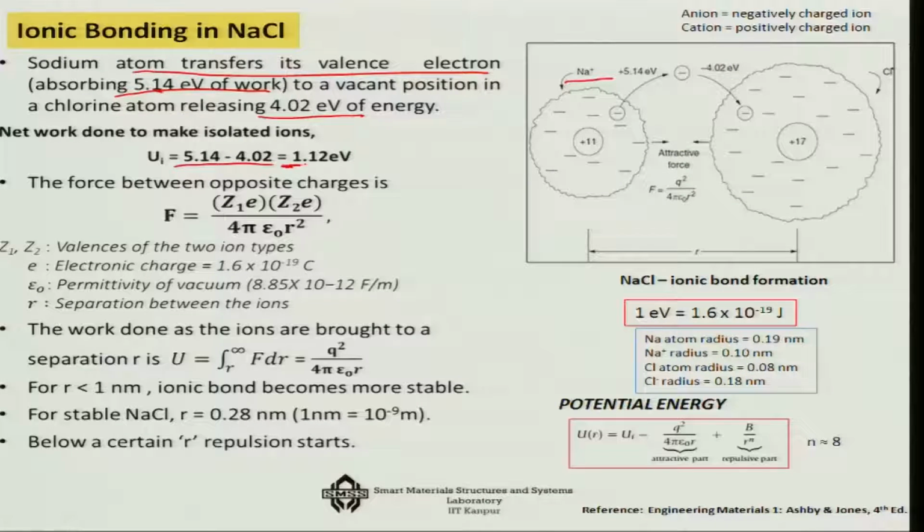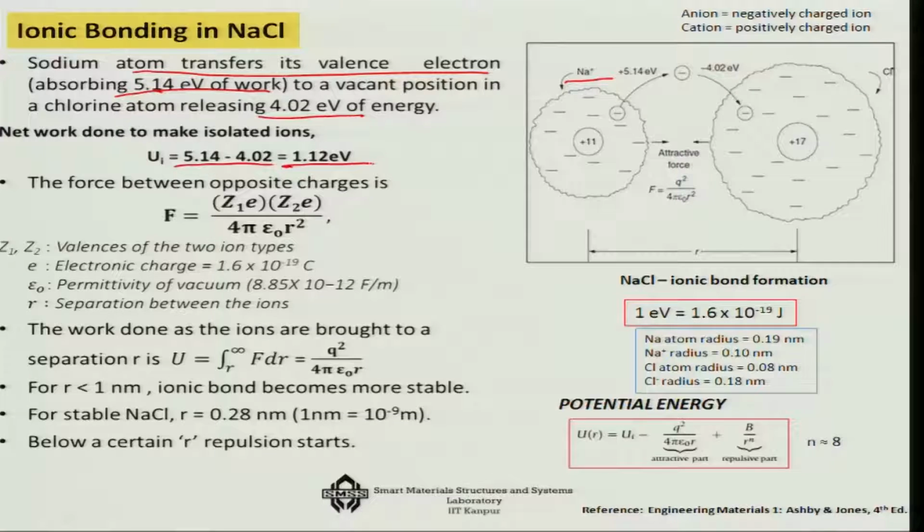So the difference is 1.12 electron volt. That means you have to do some amount of work, even though there is an affinity. If you keep one sodium atom very far away from the chlorine, it would not be able to form the bond, because you have to supply this 1.12 electron volt in order to make this bond possible. Now what will make this bond possible?